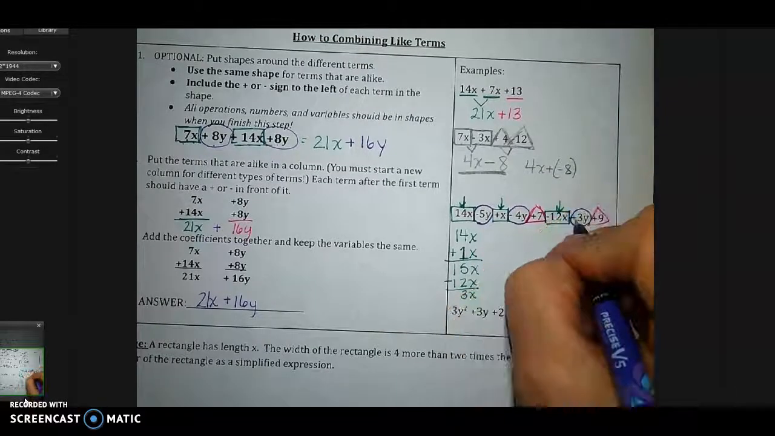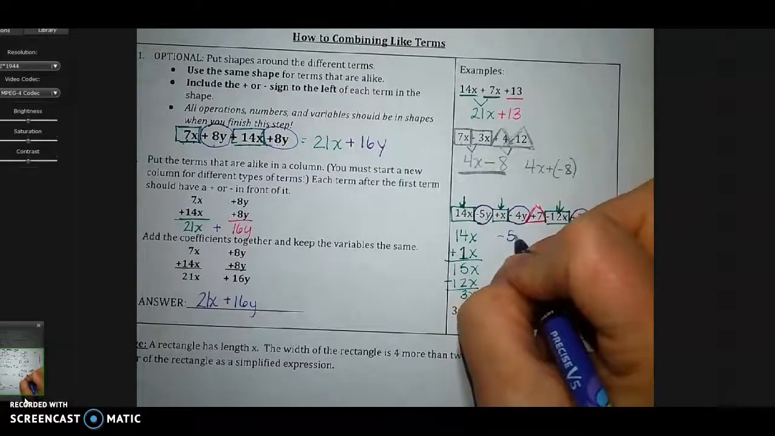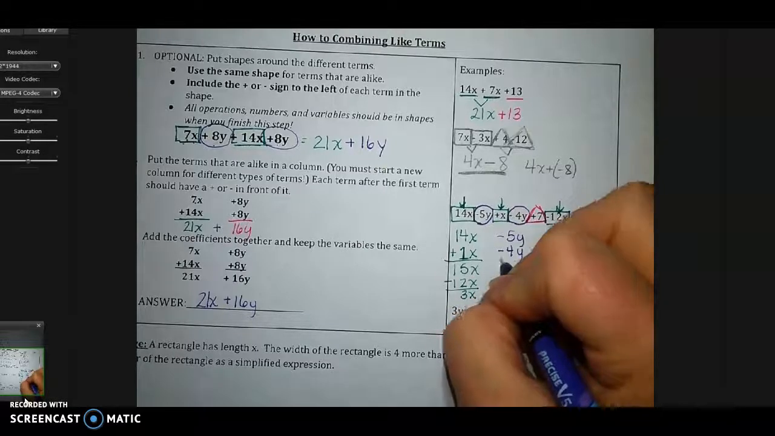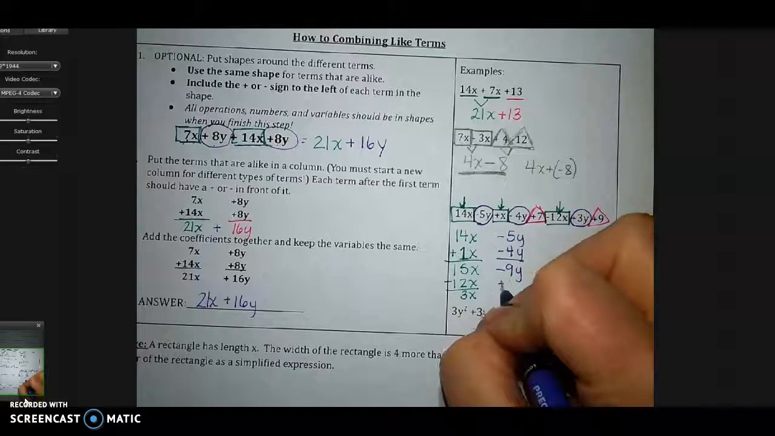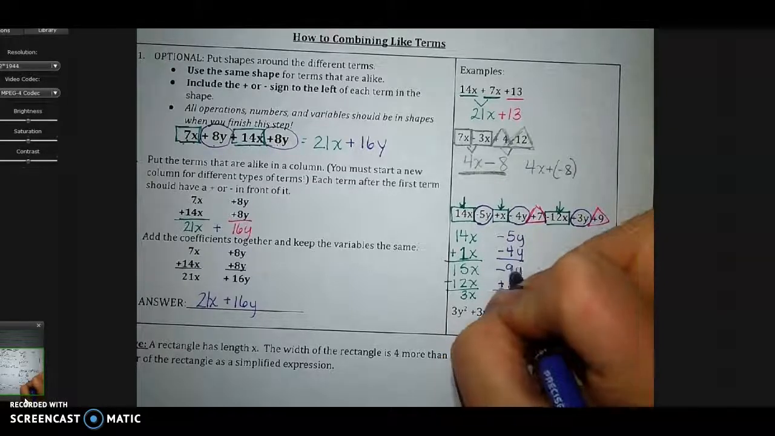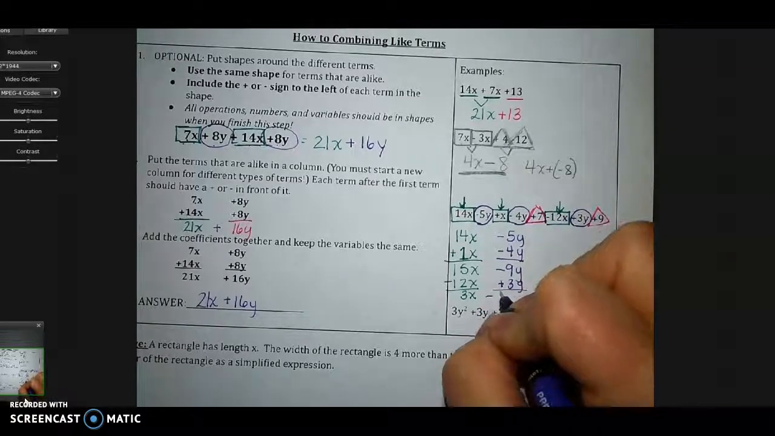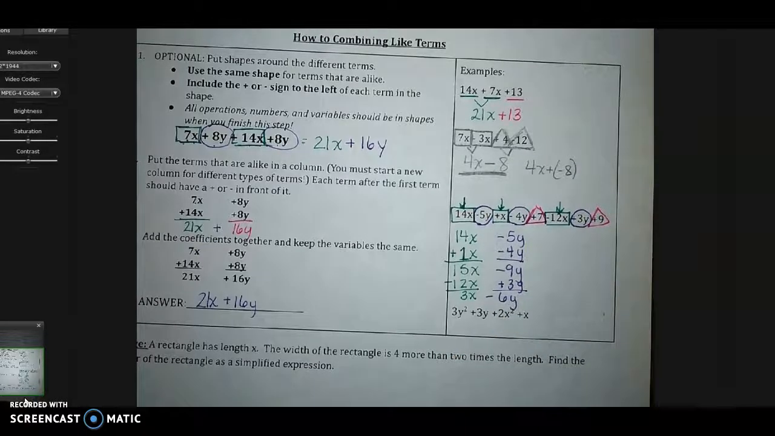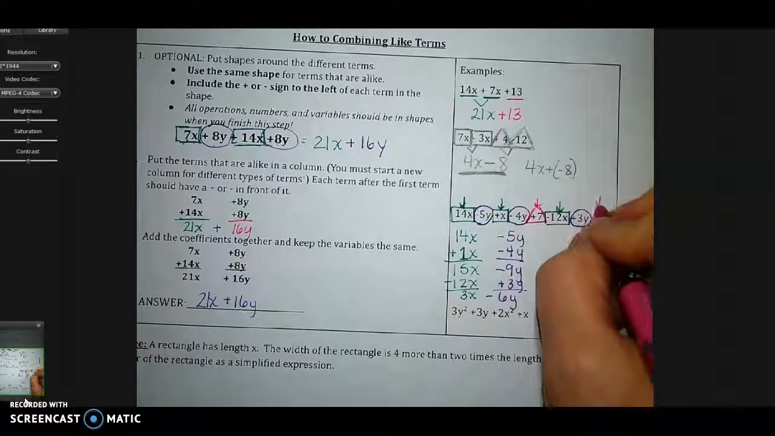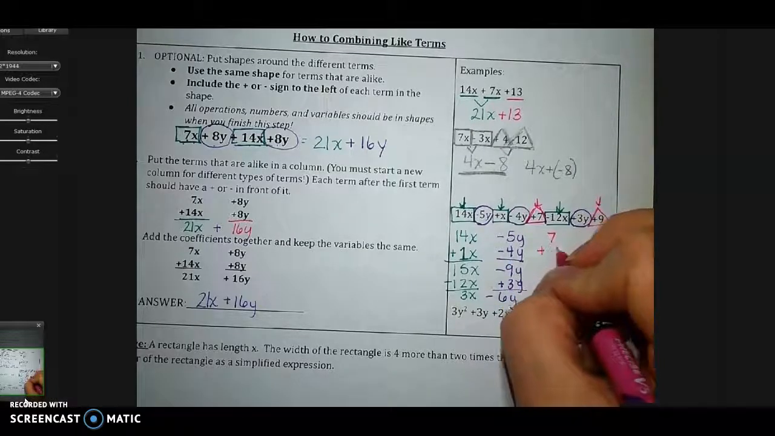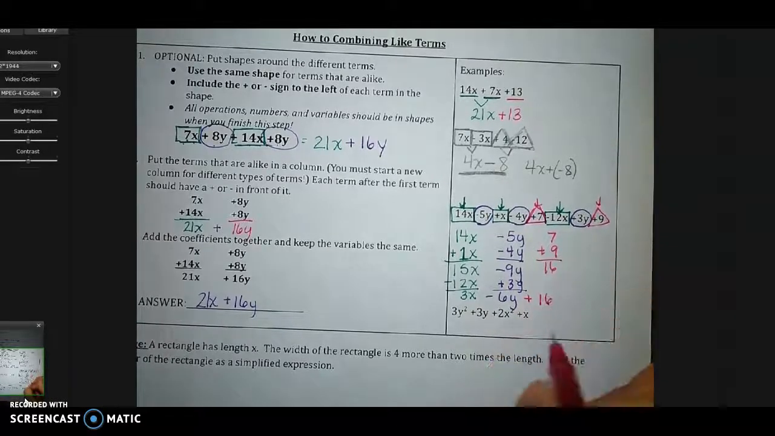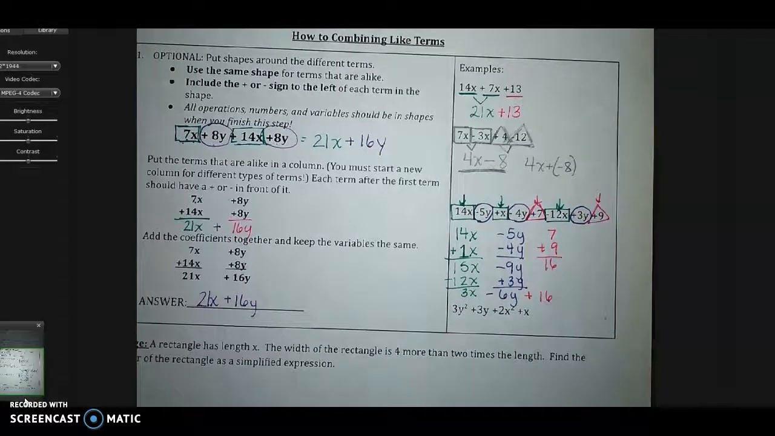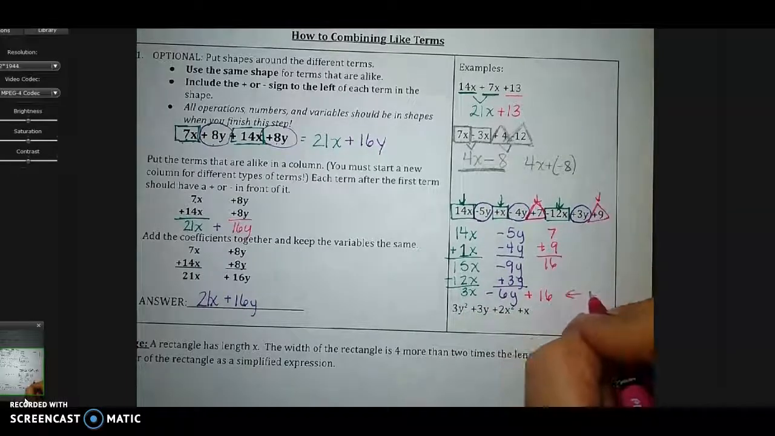I have a negative 5y and negative 4y, so since I have two negatives, I'm going to combine those first and get negative 9y. Then I'm going to add in my 3y, and if I'm at negative 9, I add 3. I'm now at negative 6, so negative 6y. Now I've got 7 plus 9, which is 16. And it's a positive 16, so I put plus 16. So here is my final answer.